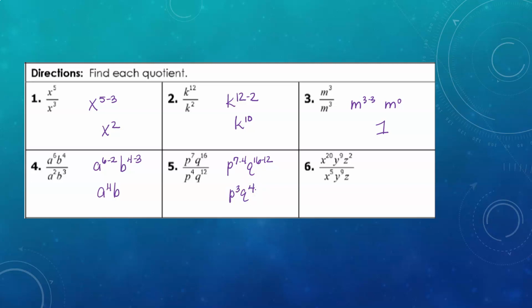Number 6, x to the 20th, y to the 9th, z squared divided by x to the 5th, y to the 9th, z. So I have x to the 20 minus 5 power, y to the 9 minus 9 power, z to the 2 minus 1 power. So I have x to the 15th, this is canceled, z.